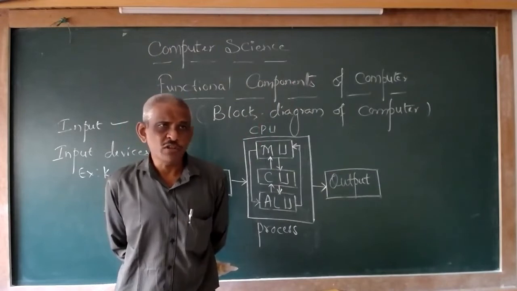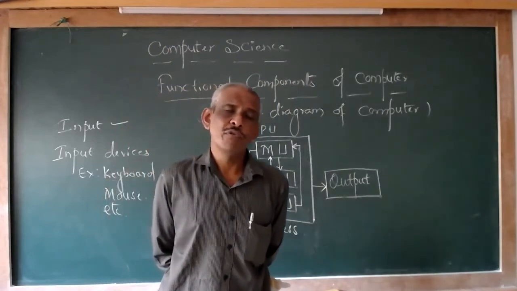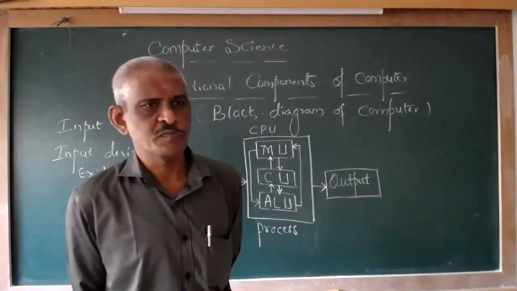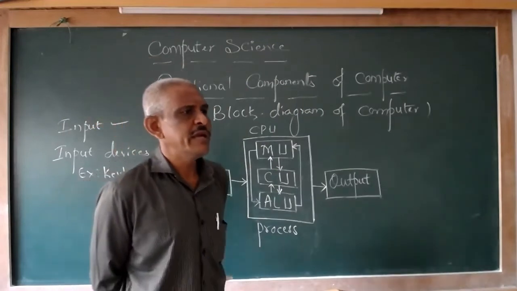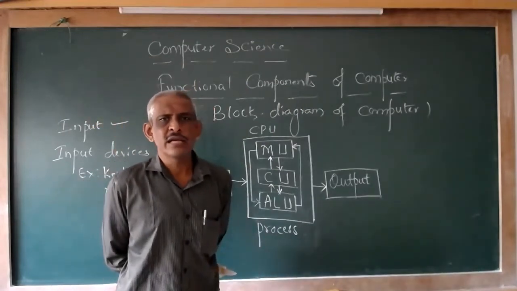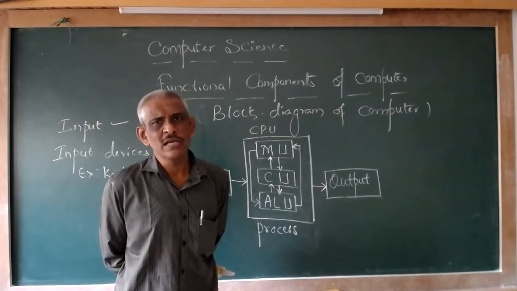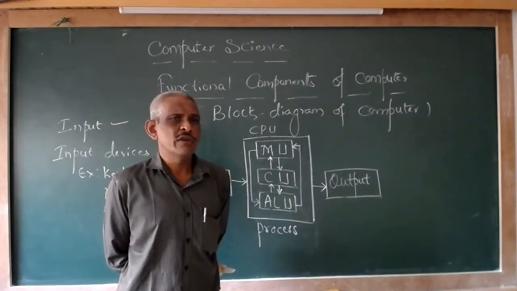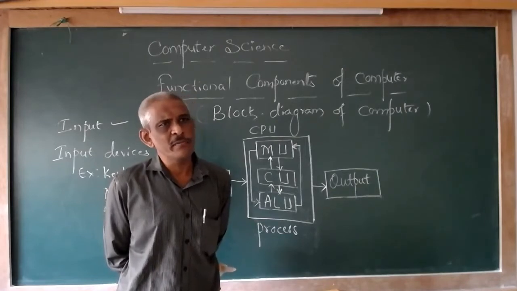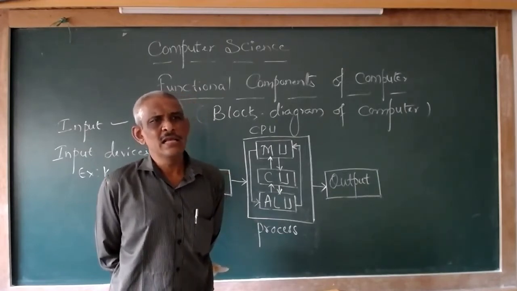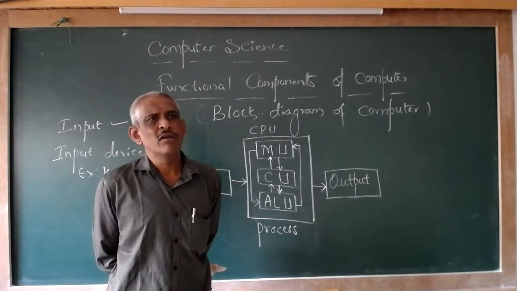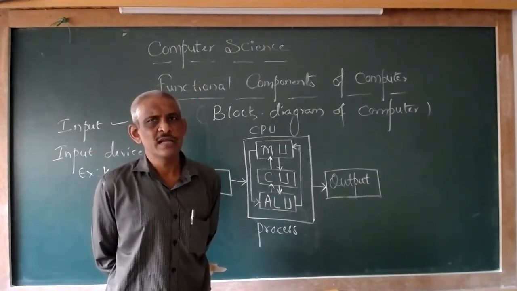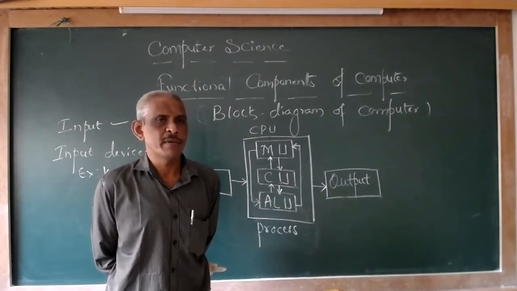The main task of the memory unit is to store our data, instructions, even information into the computer's memory for future use. Whenever you want, you can retrieve it back once it is stored in the computer's memory. Once you store your information or data into the computer's memory, unless and until you delete it, it will not erase from the memory. Right? In case of permanent memory.